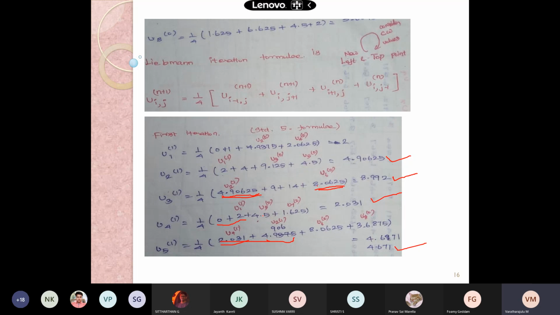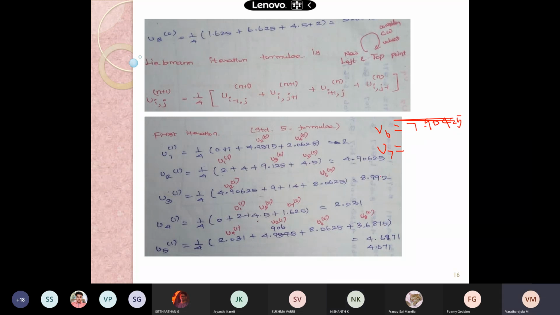Who is calculating U6? Sir, me, sir. So tell me now. I got the right answer, 8.9921875, sir. Very good. What is our U6? Sir, 7.90425. Okay, we'll check. Once all the values are calculated, then I'll move to the next slide.